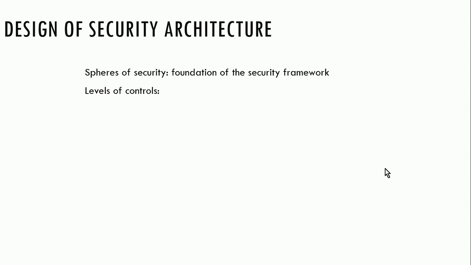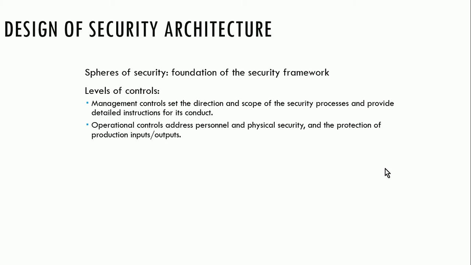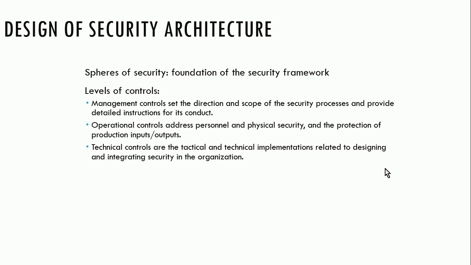So we're going to switch gears here for a minute. In addition to the IT security policy frameworks, there are also standards for security architecture. So when we're designing our security architecture, or if we're codifying our security architecture in policy, there are security frameworks already in place for those as well. Just to reiterate and review, you have management controls, which set the direction and scope of security process and provide detailed instructions. Operational controls tell you how you're going to implement, and technical controls, which we discussed already.